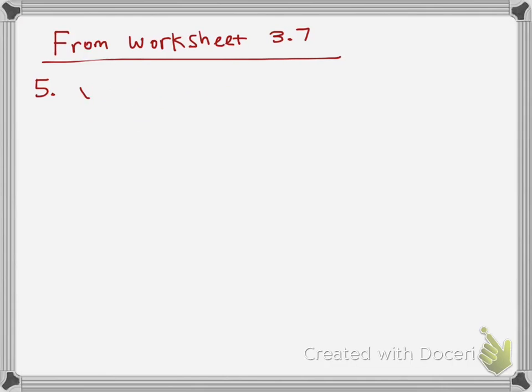Now I want you to take out worksheet 3.7. I'm going to go through a couple problems with you guys. So if you need, pause, look through your packet, just say 3.7. I'm going to start with number 5. Number 5 is y is equal to x e squared minus e to the x.